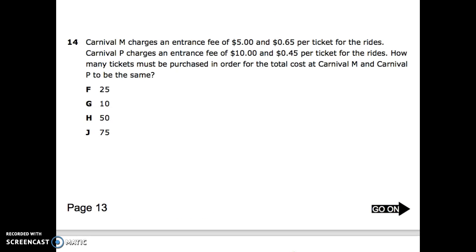Number 14. Carnival M charges an entrance fee of $5.65 per ticket for the rides. Carnival P charges an entrance fee of $10.45 per ticket for the rides. How many tickets must be purchased in order for the total cost at Carnival M and Carnival P to be the same?